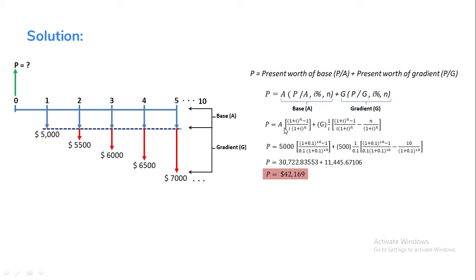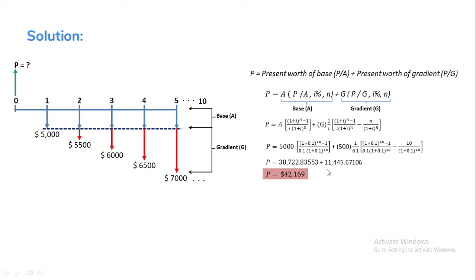So P is equal to A, for the base A, times PA, bracket, parenthesis (1 plus i) raised to n minus 1 over i times (1 plus i) raised to n, plus the gradient G times 1 over i, bracket, parenthesis (1 plus i) raised to n minus 1 over i times (1 plus i) raised to n, minus n over (1 plus i) raised to n.